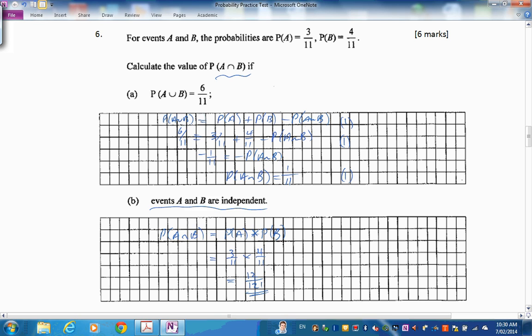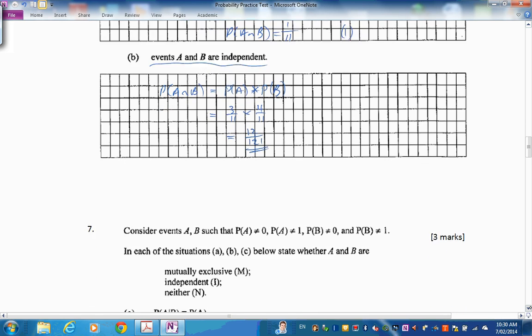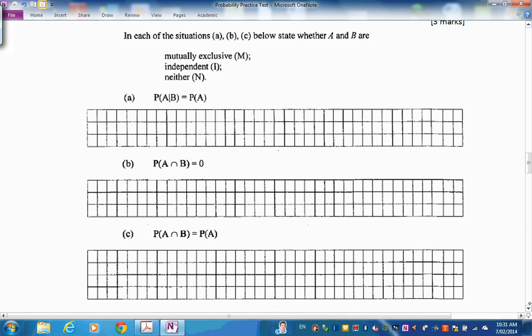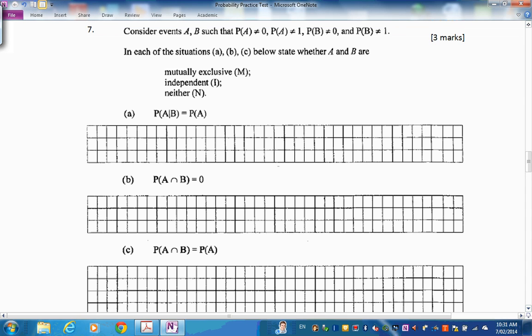Let's go on and have a look at the next one, question 7 here. We've chopped it off. Consider events A and B where the probabilities are not 0 and not 1. Now, the probability of A given B is equal to the probability of A. So you don't have to adjust A given that B occurs, which means they are independent. Just 1 mark there for that.